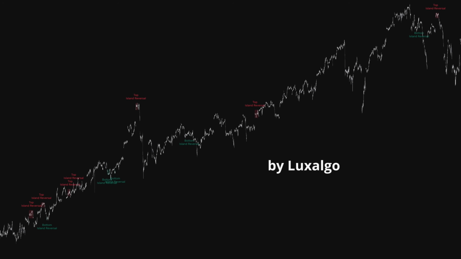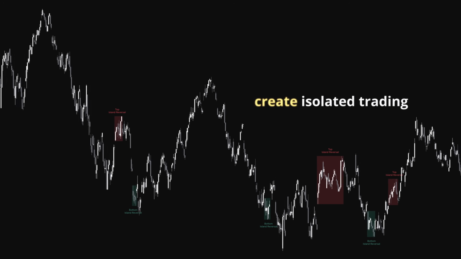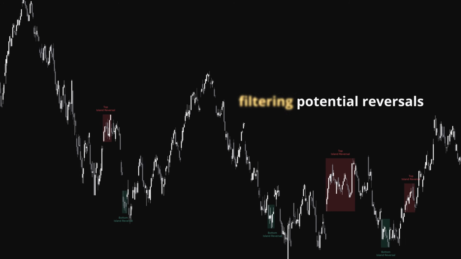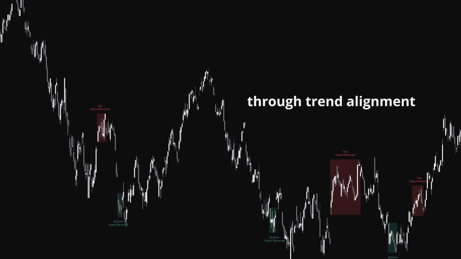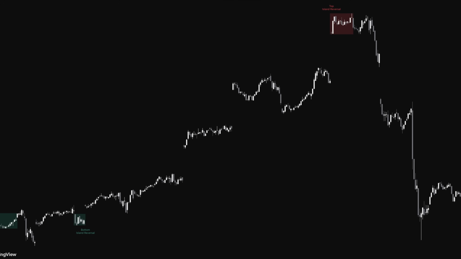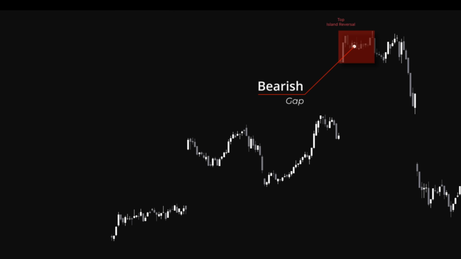Created by LuxAlgo, this indicator identifies island reversal patterns where price gaps create isolated trading ranges separated from surrounding price action, filtering potential reversals through trend alignment, volume surge, and range characteristics. The pattern detection mechanism monitors for price gaps where current low exceeds previous high, bullish gap, or current high falls below previous low, bearish gap.